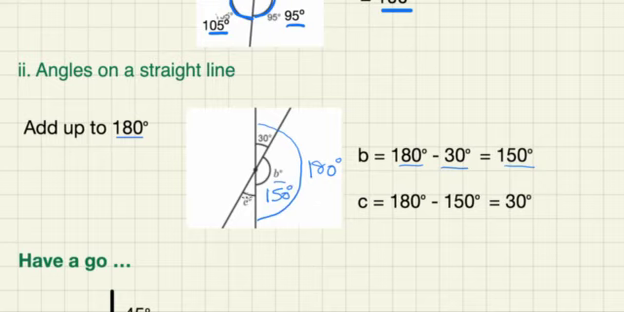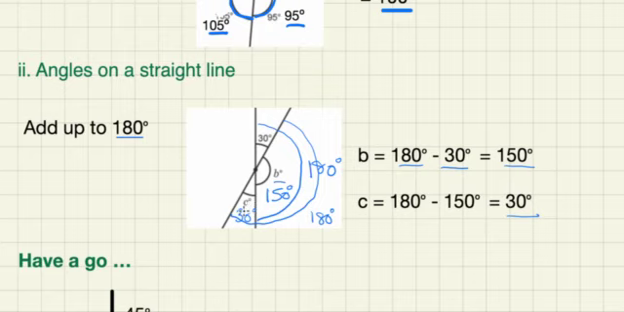So how do we find out C? Well, this was a straight line, but this is also a straight line. If we know this angle, which we just worked out as 150, and we know that the angle around here is 180, then it's quite simple. To work out C, it's 180 minus 150, and the answer is 30 degrees. So C equals 30 degrees.